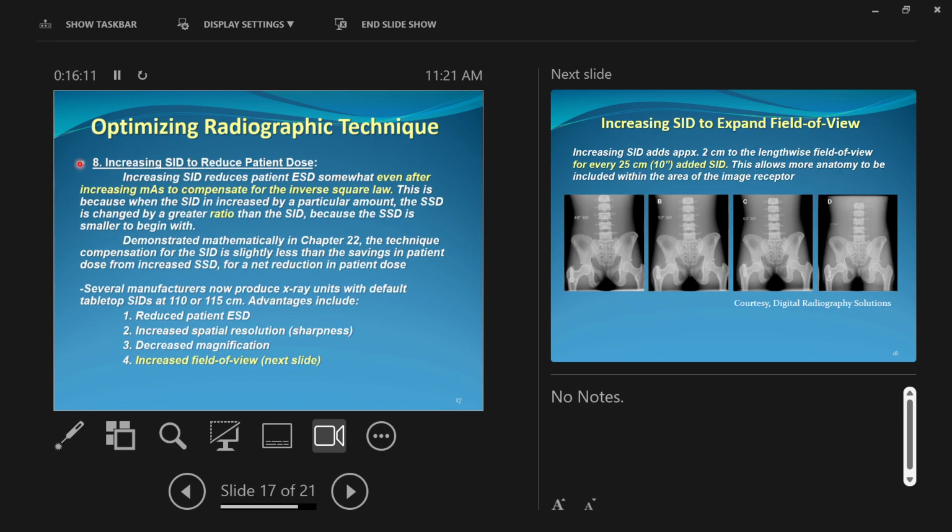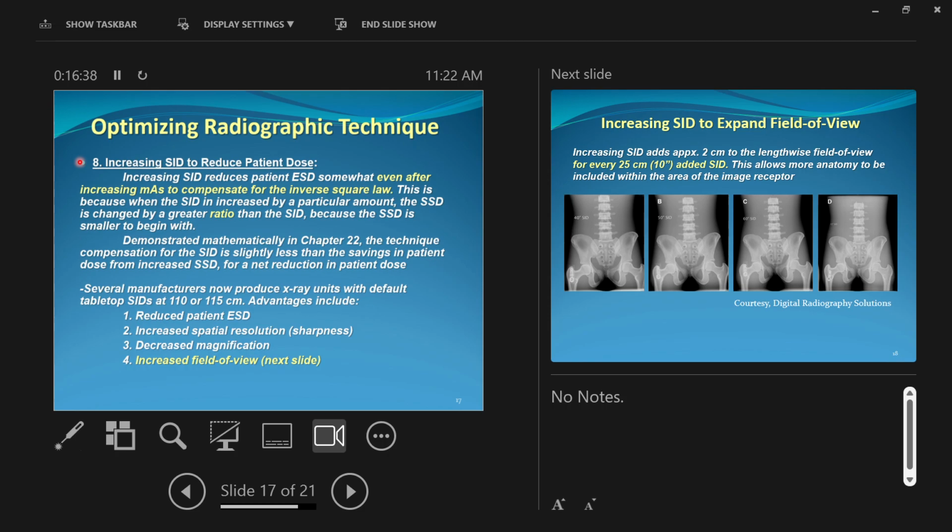Increasing SID. SID is your source to image distance. It's the distance from where the x-rays happen inside of the x-ray tube all the way down to the image receptor. We standardize this distance to roughly 40 or 72 inches, right? But changing this distance has a huge effect on patient exposure. If you leave everything else alone, increasing your distance lowers patient exposure by a lot, okay?